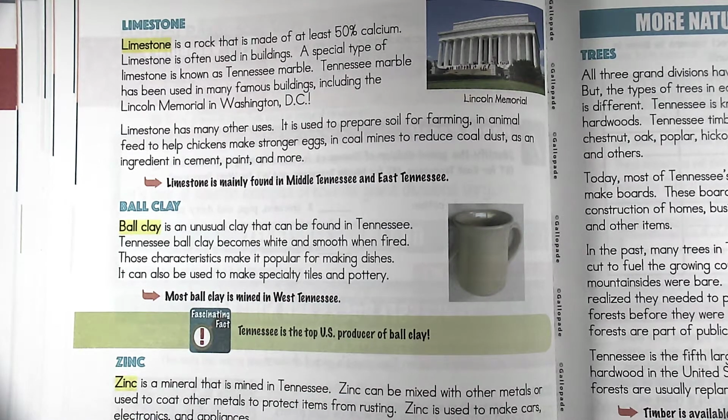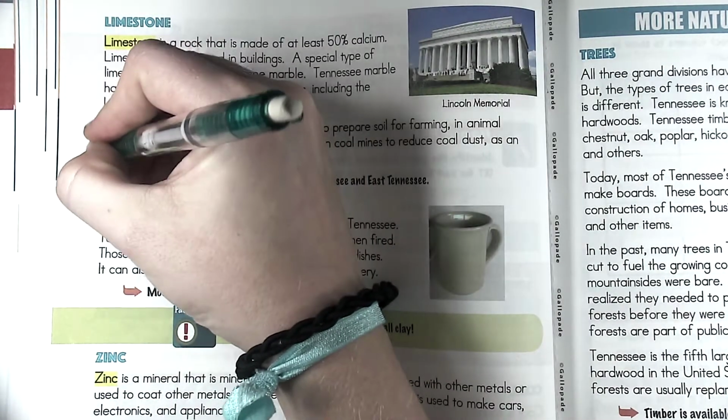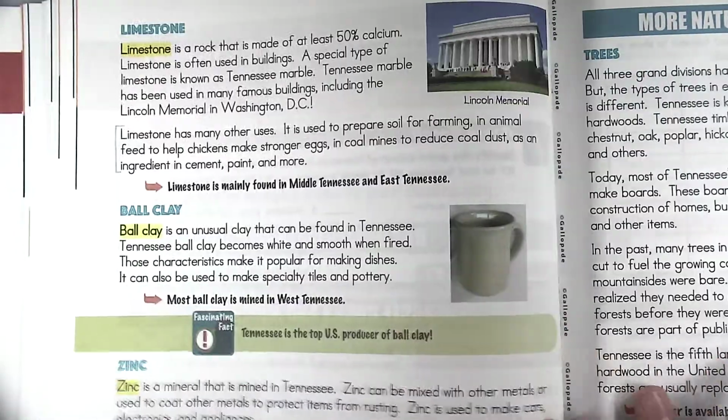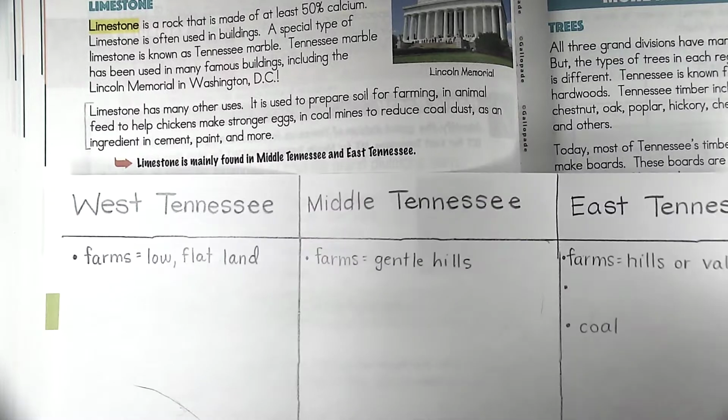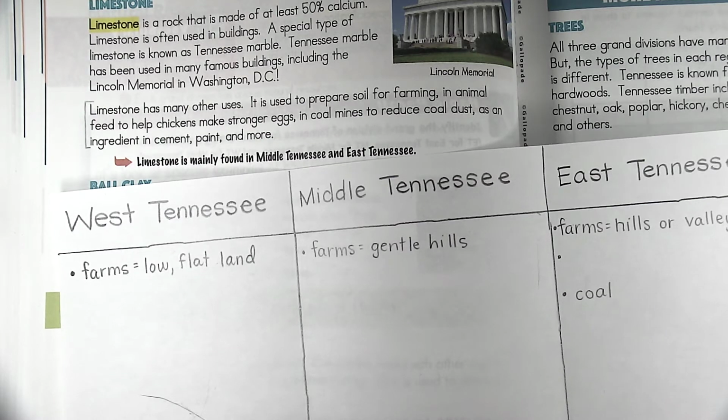It has many other uses. It's used to prepare soil for farming, and animal feed to help chickens make stronger eggs, in coal mines to reduce coal dust, as an ingredient in cement, paint, and more. So limestone can be used for many different things. And if you look right here, it's mainly found in Middle Tennessee and East Tennessee. So you're going to want to write down limestone for both Middle Tennessee and East Tennessee. So go ahead and do that now. Pause the video.